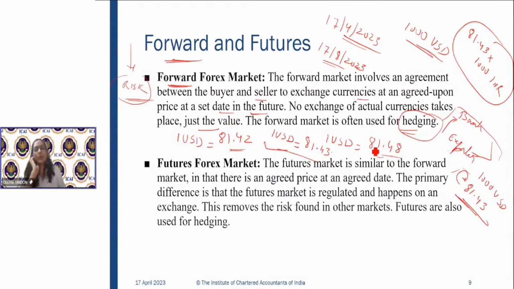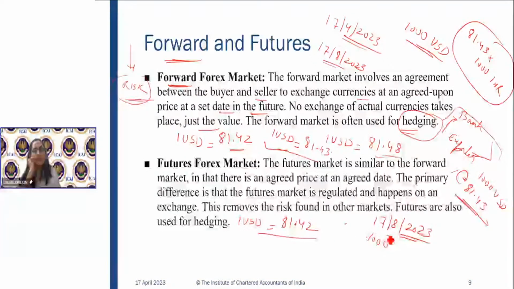Okay, so Sharan wants this to be explained once more. Sharan, let's say that today, on 17th of April, 1 USD at the spot rate is quoted at 81.42. And you are an exporter. You are an exporter, means you'll get proceeds later. So you'll get proceeds on 17th of August, 2023. You will go to your bank and say that I'm getting $1,000 on 17th of August. You give me the rate today.